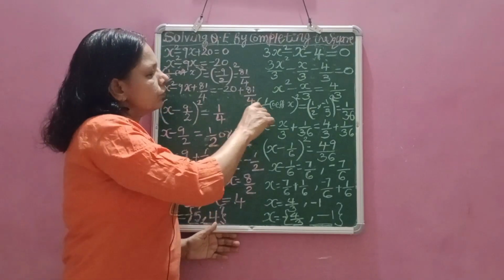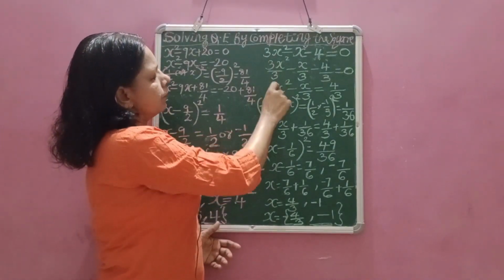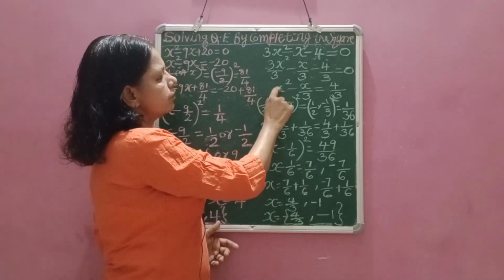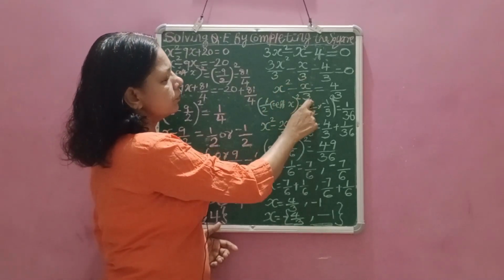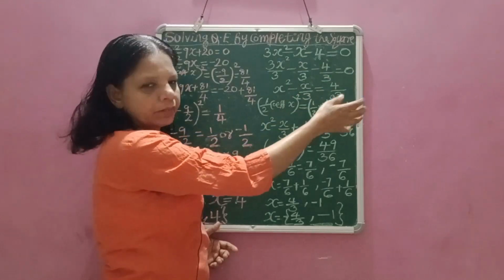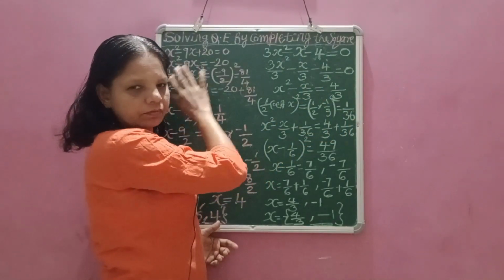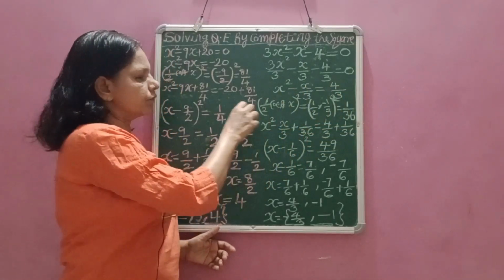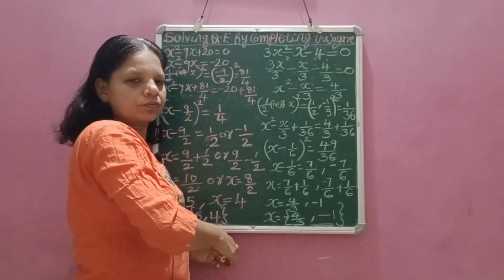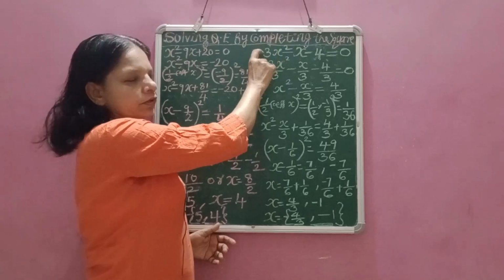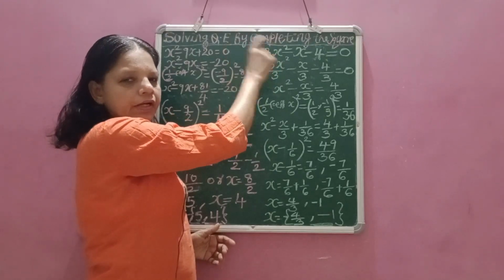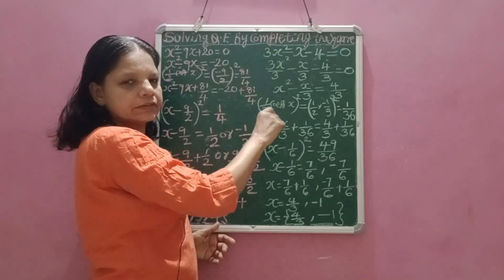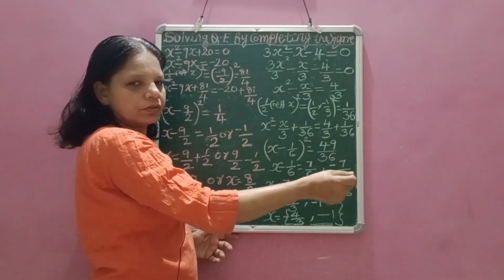Clear? So 3 upon 3 becomes 1, and the coefficient of x square becomes 1. x square minus x upon 3. Then you have to follow the similar method. Constant term to RHS, equal to 4 upon 3. Now similar method you have to follow. So first step, convert coefficient of x square equal to 1 without changing the value of the equation.